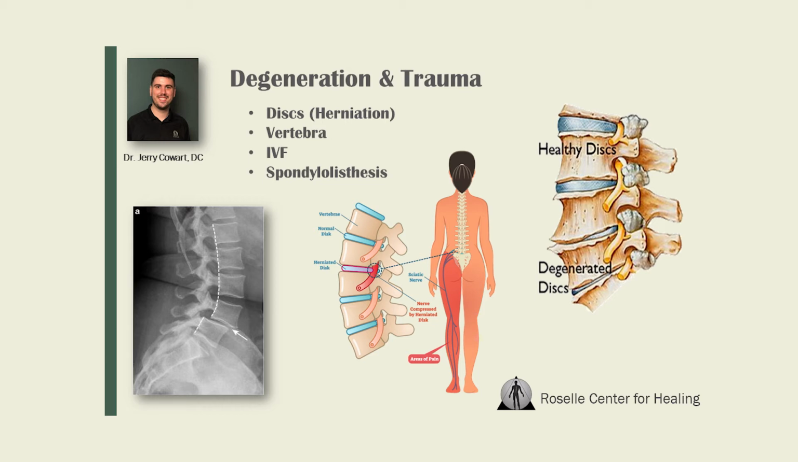So that's with the degeneration of the disc. If you look at the middle picture here, it talks about more of a herniated disc, and it really acts the same way. A herniation of the disc is basically the middle center of the disc. Imagine a jelly-filled donut. Obviously, we don't condone donuts at Roselle Center for Healing, but people understand what a jelly-filled donut's like.